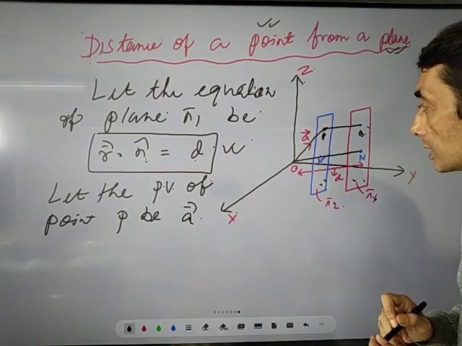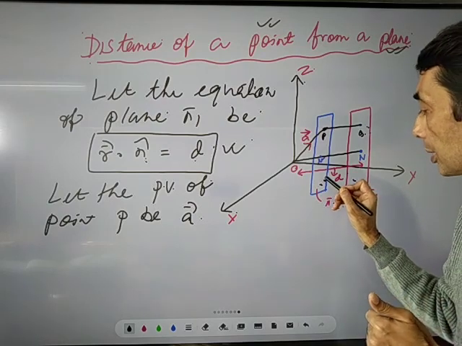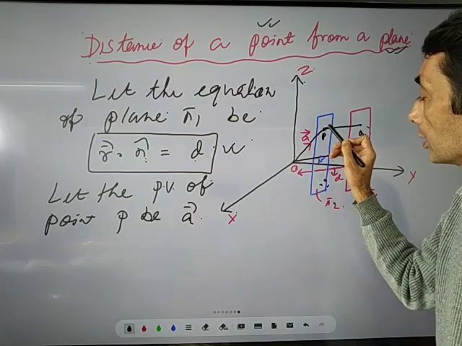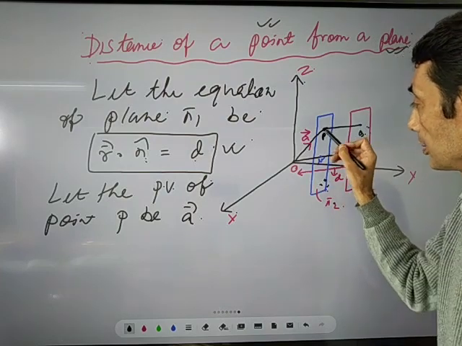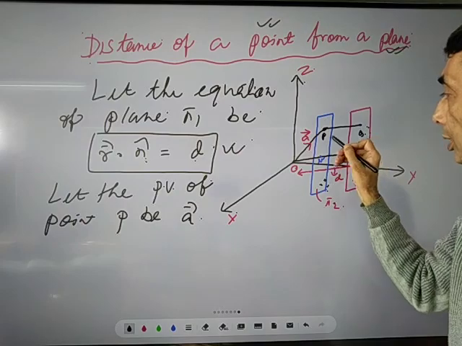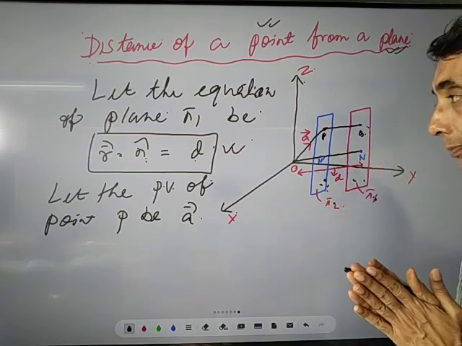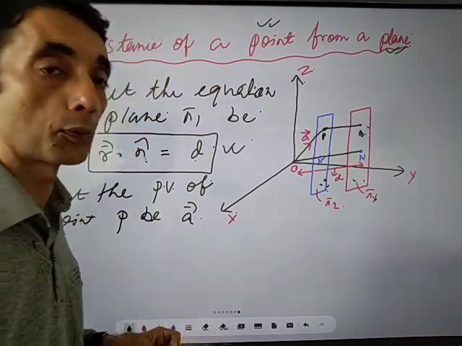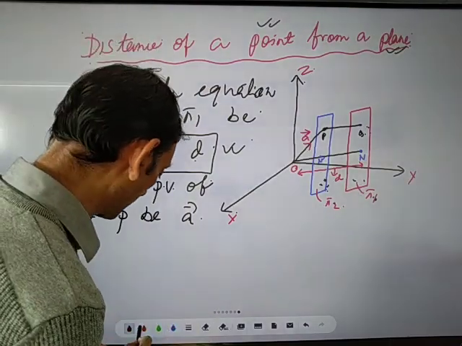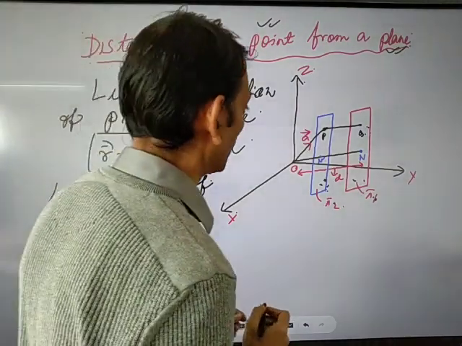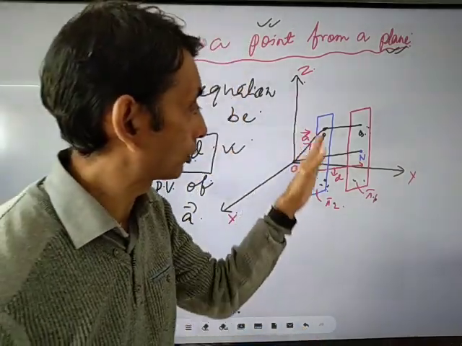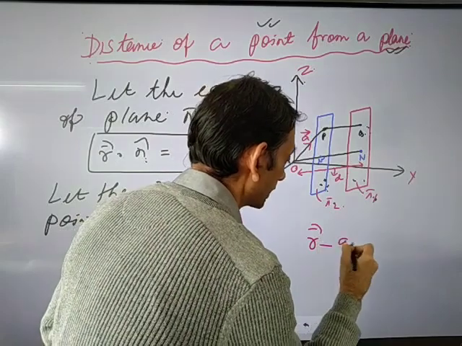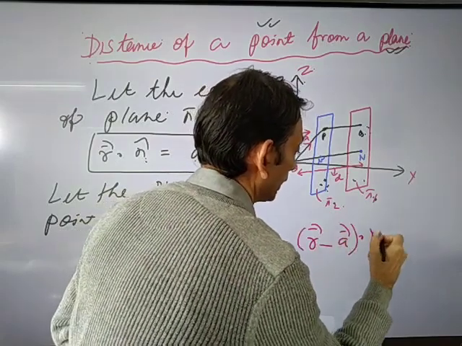Since we have a vector perpendicular to pi 2, and we know that this plane pi 2 passes through the point P with position vector a, we'll use a very important concept on the equation of a plane. If you remember, the equation of a plane passing through a particular point and normal to a vector is given by r minus a dot n equals 0.